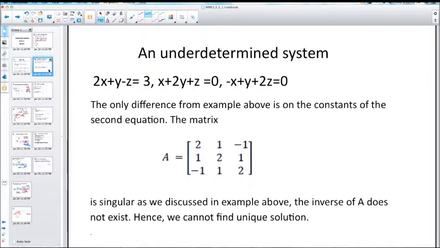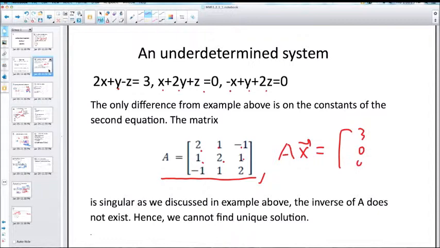So the coefficient matrix, you just select 2, 1, negative 1, 2, 1, negative 1, 1, 2, 1, 1, 2, 1, negative 1, 2, no, negative 1, 1, 2. See, that's the left hand. The right hand equals 3, 0, 0, the same.